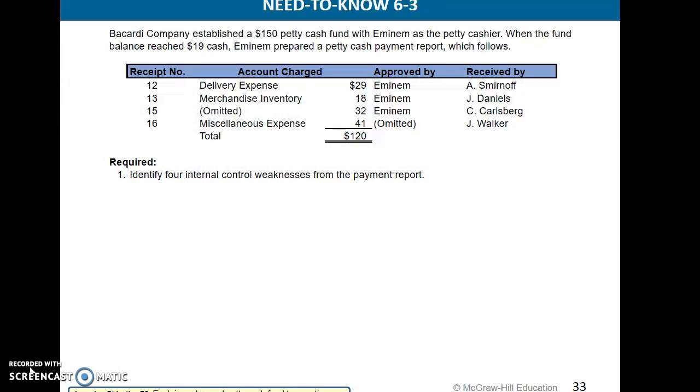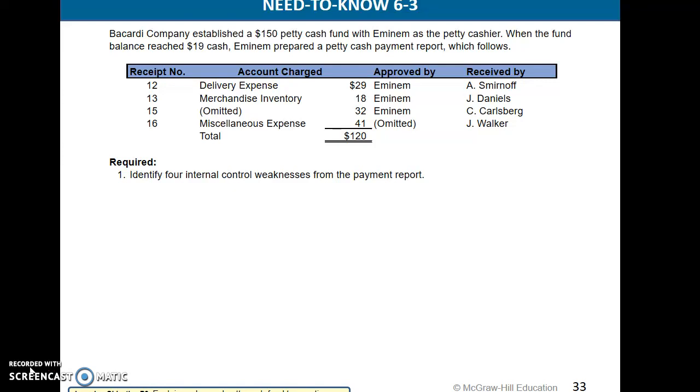Here's a need to know. The Bacardi Company established a $150 petty cash fund with M&M as the petty cashier. When the fund balance reached $19 cash, M&M prepared a petty cash payment report, which follows. Here are the different receipt numbers, the account charged, who approved them, and who received. Total of $120 was approved. And what we want to do is identify 4 internal control weaknesses from the payment report.